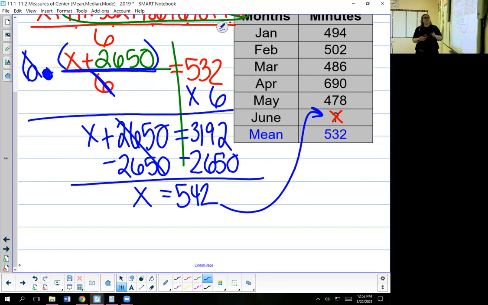How do I know I did it right? I go back and I plug it in. Take that, add it to all those numbers, then press equals, then divide by 6, and it should equal 532. I'm just going to tell you that that is correct. So basically what we're doing is we're setting it up like we set up an equation. Okay, so let's look at another one.